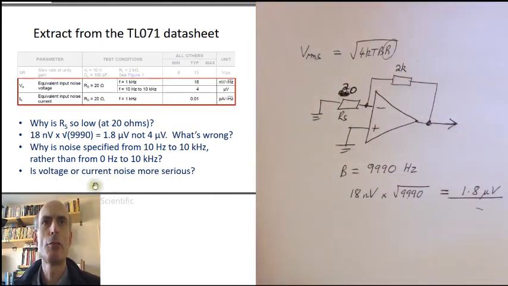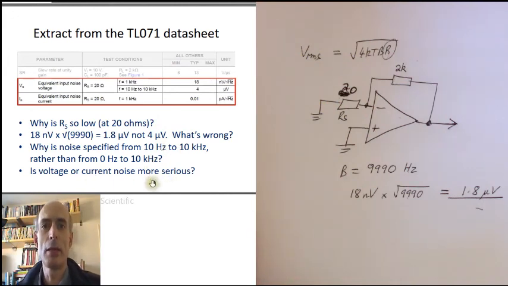Finally, is voltage or current noise more serious? Well, it slightly depends on the application, but with a voltage noise of 18 nanovolts and a current noise of 0.01 picoamps, both per root hertz, it's much more likely that the voltage noise is going to cause you a problem in most applications. But we can calculate both of their effects in a typical amplifier, and we'll be doing that in the next video, just to see how big the effects of these two noise voltages are.